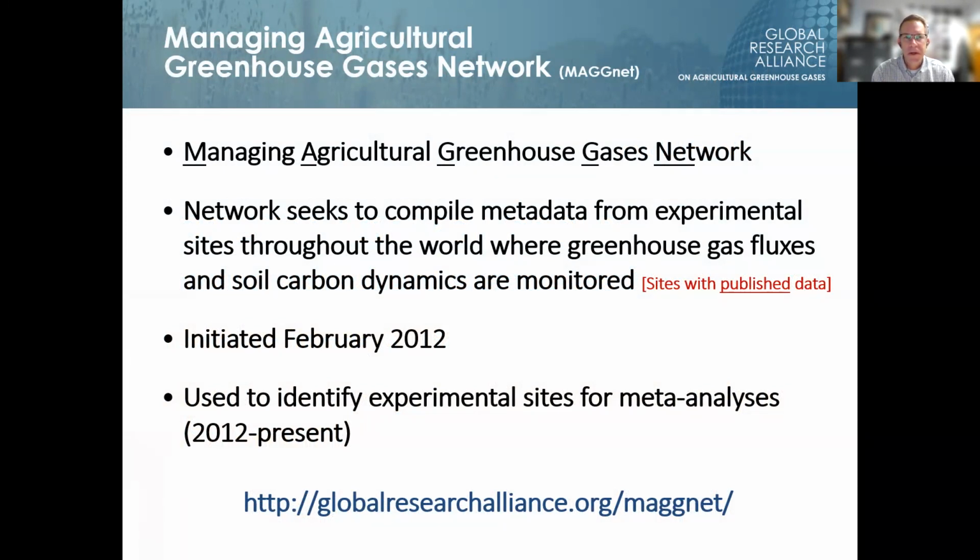The focus has been on compiling metadata from experimental sites globally, where those sites have been measuring greenhouse gas fluxes or soil carbon dynamics, and then taking that data and sharing it with others through peer-reviewed publications. And so our focus has been on compiling published data.